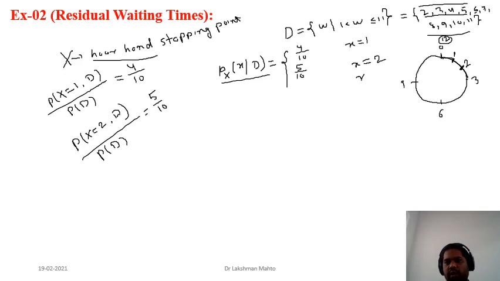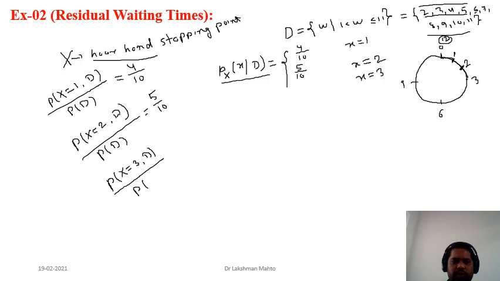Now, the next scenario I am talking about is when your hour hand is stopping at 3. What is the probability? I am simplifying this probability and writing it in terms of conditional probability, not in terms of the probability mass function. So it is saying that x is taking value 3 given d, when you have information about d. X equal to 3 given d is the joint probability divided by the probability of d.